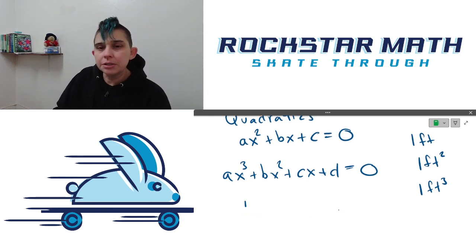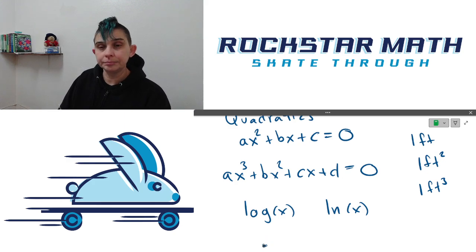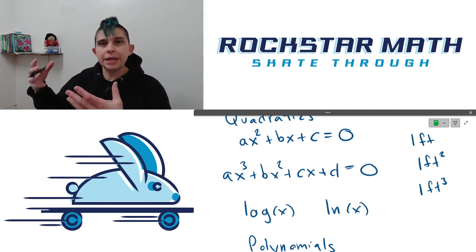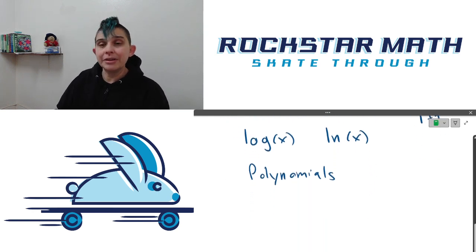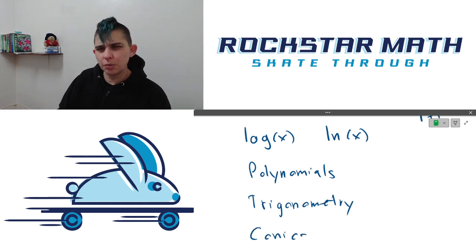So in Algebra 2, you're also going to be introduced to the idea of a logarithm. So you'll see this notation log of x and the natural log of x. You're also going to be introduced to the polynomials. So polynomials being the higher degree, like a quadratic with the ax squared, except it's going to be a 3rd power, 4th power, 5th power, and so on. So you get into it. What you also are going to see in Algebra 2 is a little bit of introduction to trigonometry. Okay, and then conics. So what are those?